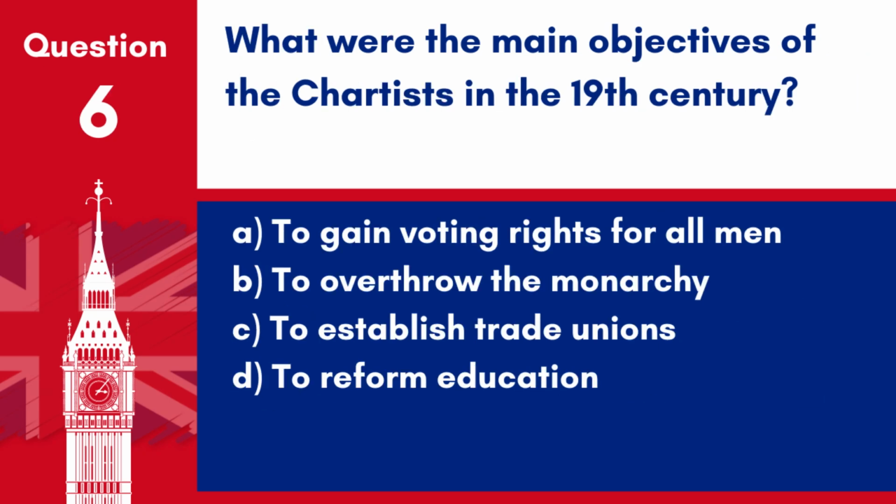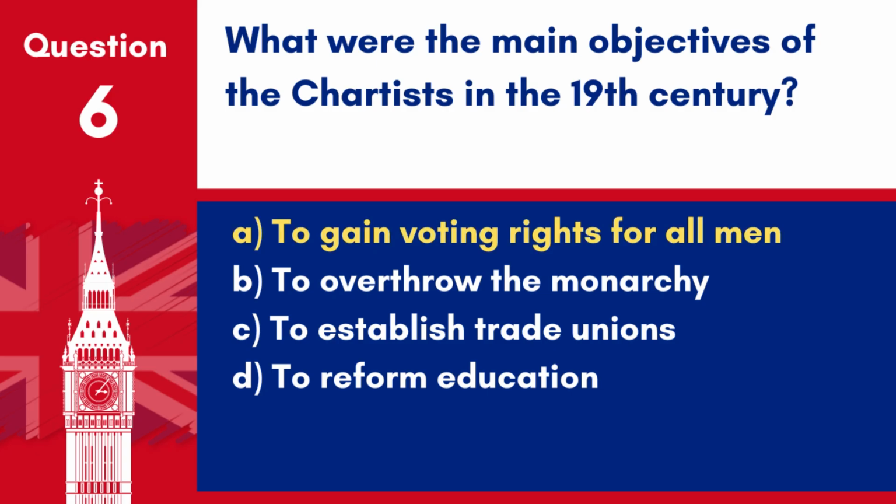Question 6. What were the main objectives of the Chartists in the 19th century? A. To gain voting rights for all men. B. To overthrow the monarchy. C. To establish trade unions. D. To reform education.